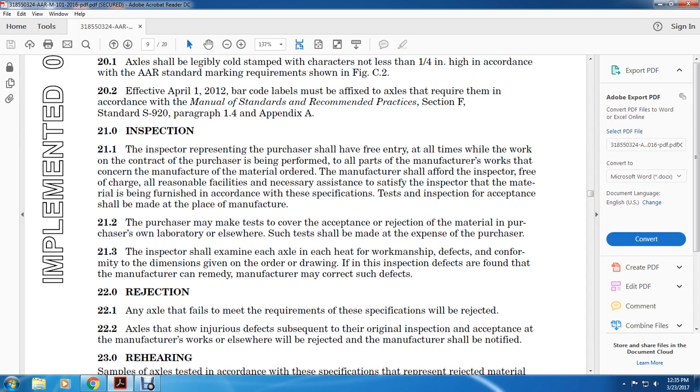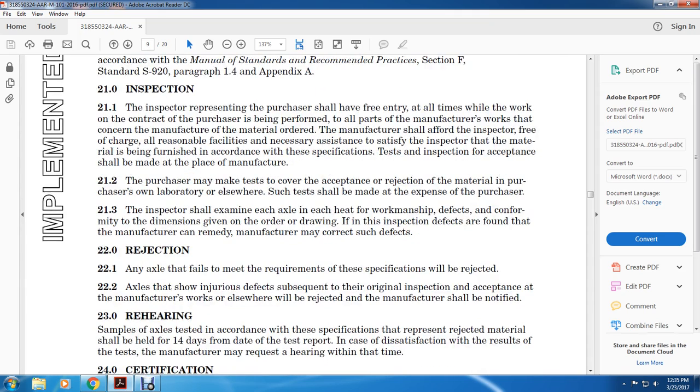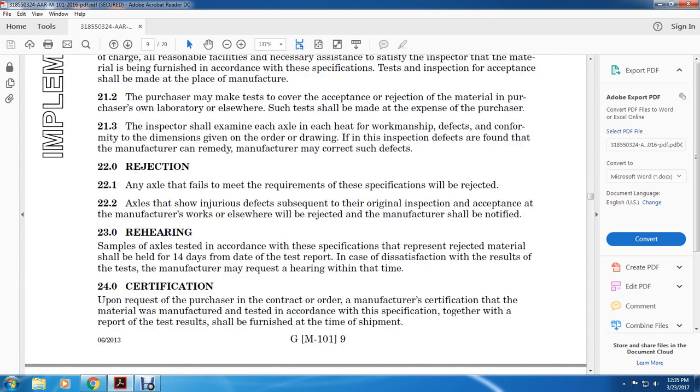The inspector shall examine each axle for workmanship defects and conformity with the dimensions given in the order or drawing. If inspection defects are found that the manufacturer can remedy, the manufacturer may correct such defects. 22.0 Rejection. Any axle that fails to meet the requirements of this specification will be rejected. Axles showing injurious defects subsequent to original inspection acceptance may be rejected at the manufacturer's works or elsewhere, but the manufacturer will be notified.